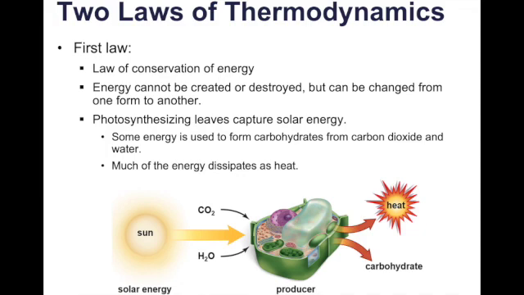The first is the law of conservation of energy. This is one that you've probably heard of before, probably talked about in your chemistry class when you're balancing chemical equations. This is basically the idea that energy cannot be created or destroyed, but it can be changed from one form to another. And so photosynthesis does this, right? It captures the energy from the sun and uses that energy to form carbohydrates from carbon dioxide and water. So it rearranges the carbon dioxide and water to make carbohydrates. But a lot of the energy gets lost as heat as well, and that's an important thing.